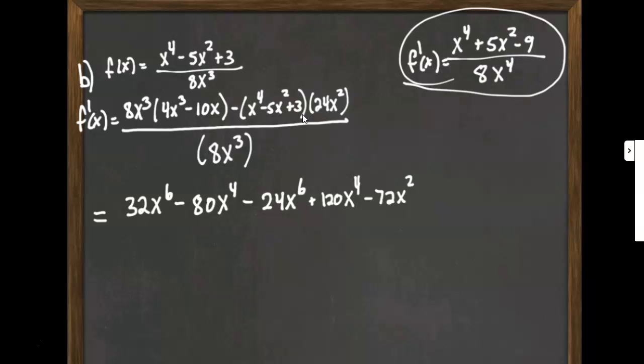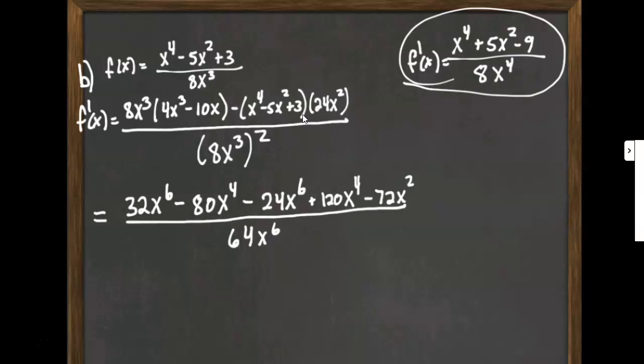And then that's all going to be over, and it looks like I have a little typo when I wrote this originally. Lost my square on the 8x cubed there. And that's all going to be over that bottom function there, squared. So that would be 64x to the sixth. 64x to the sixth.